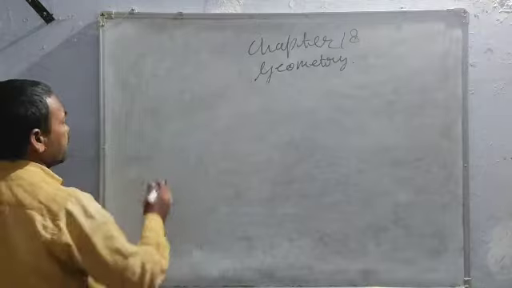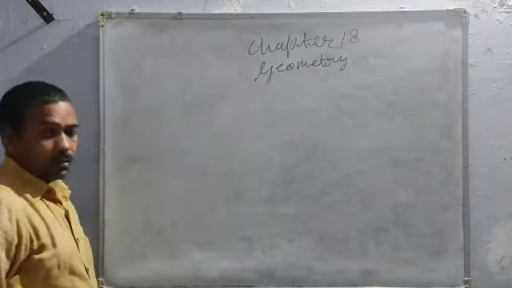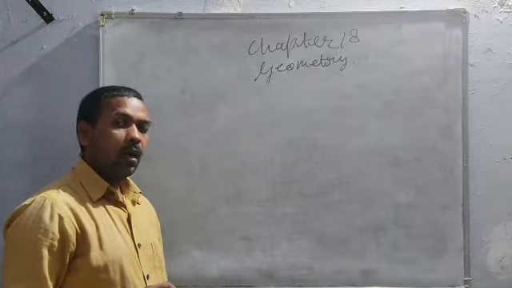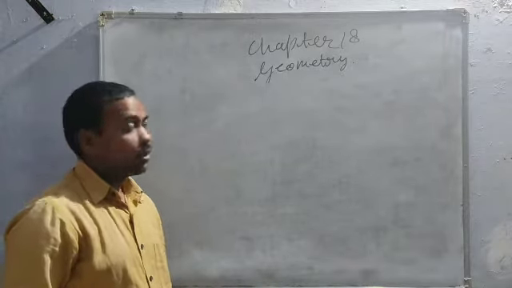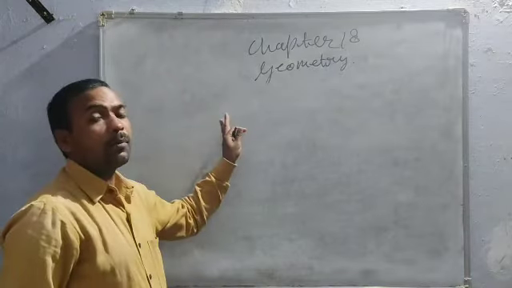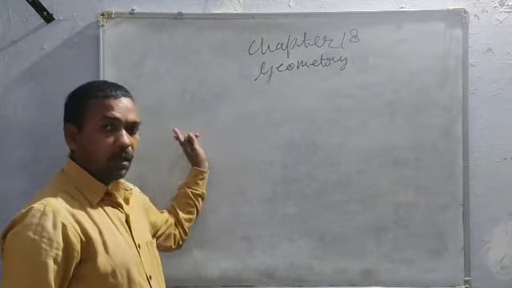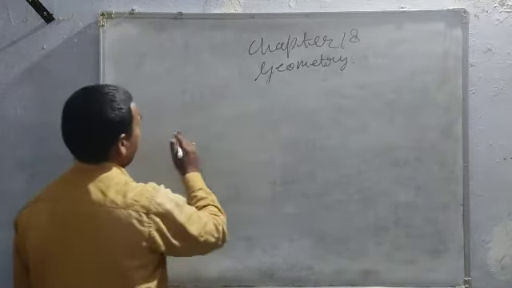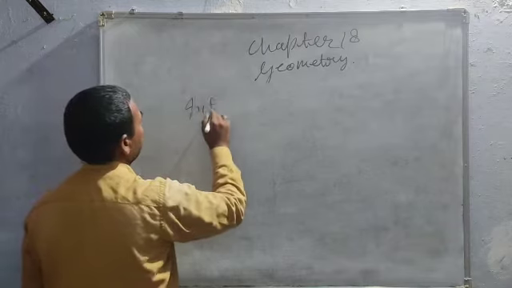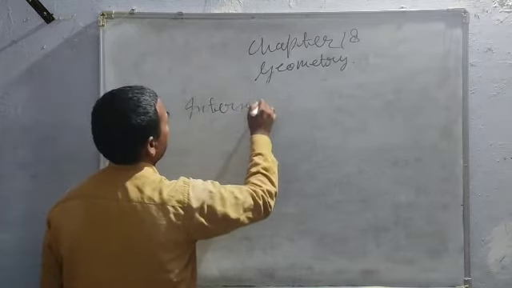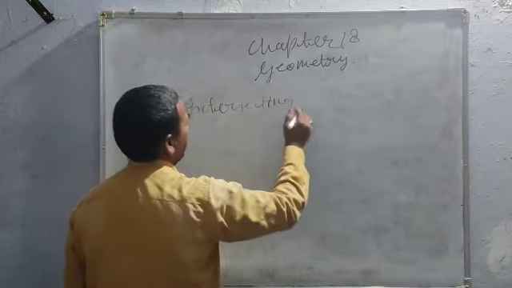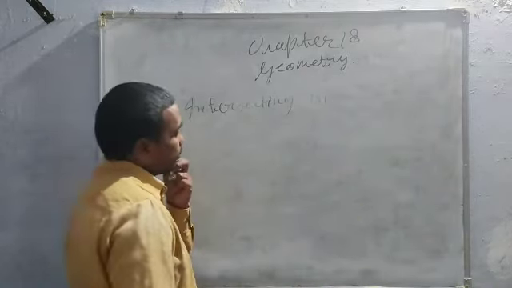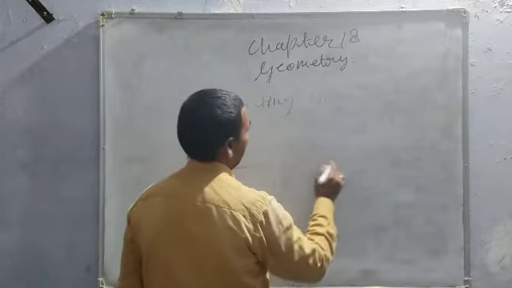After that, intersecting lines. Two or more lines may intersect or may never intersect. If two or more lines meet at a point, they are known as intersecting lines. So let us discuss intersecting lines. Suppose two lines are given.